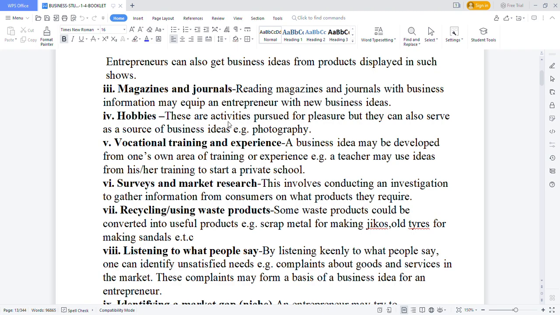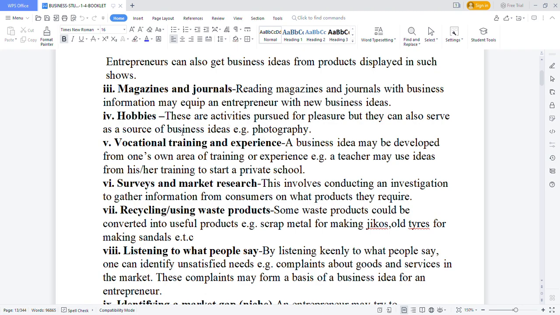Number 4. Hobbies. These are just activities pursued for pleasure, but they can also serve as a source of business ideas. For example, youths nowadays take photos, photography, photo shoots. They have also become a source of business ideas. You take photos, somebody pays you, you earn a living, and let's move on.